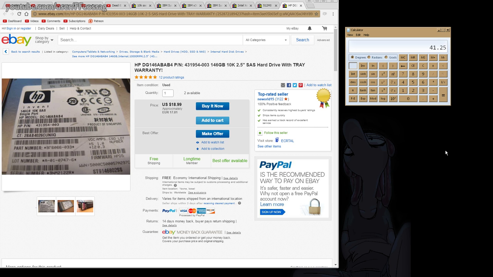Sadly, servers like this one have no real value. They are so plentiful that they're super cheap on eBay, and you can pretty much get them for free. So yeah, that's about it.